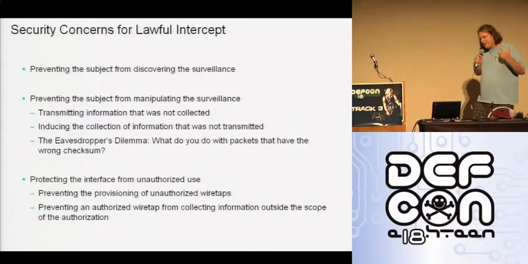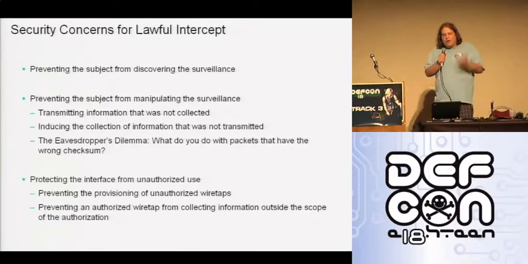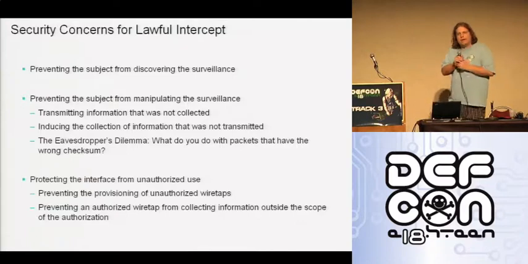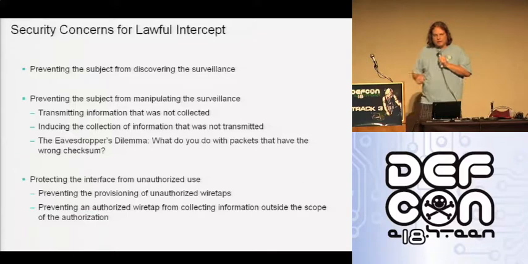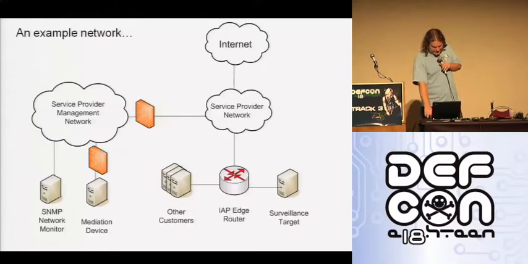And the second is to make sure that the people who are authorized to provision a wiretap are only collecting the data that they were actually authorized to collect. They got a warrant to look at Bob's stuff. They only collect Bob's stuff and not Carol's stuff. So let's talk about that. Let's talk about gaining unauthorized access.